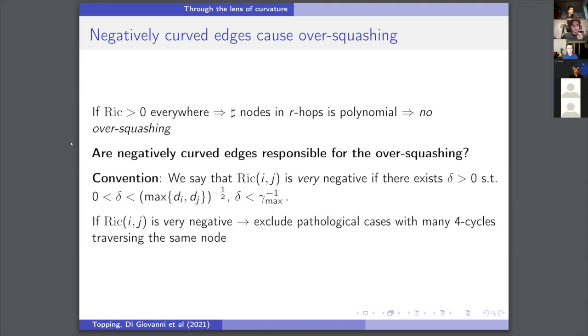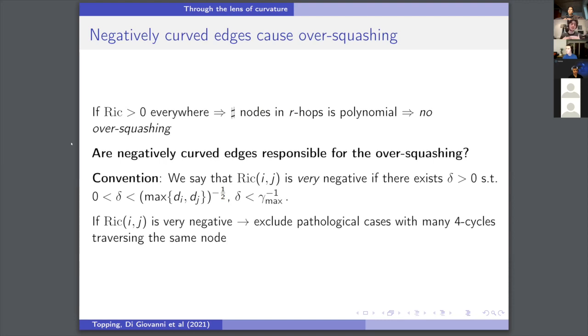Right. So I'm going to introduce this convention, but be quick so that we have time also for the results. I'm just going to say that the Ricci is very negative if, remember the definition, I've now realized I forgot to write what the condition was. Essentially, there exists delta such that Ricci of ij is smaller than -2 plus delta.